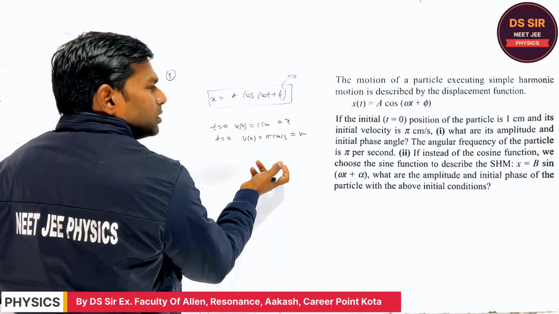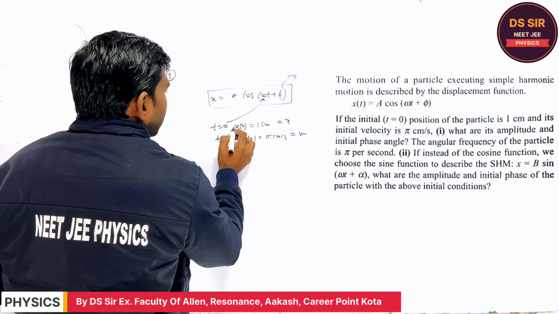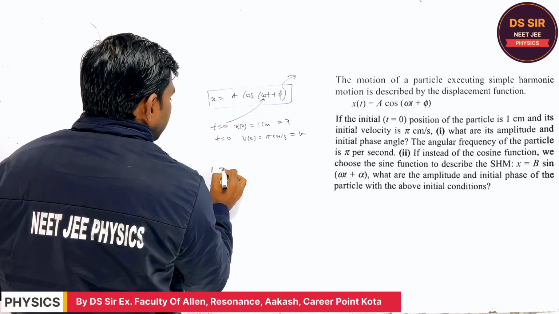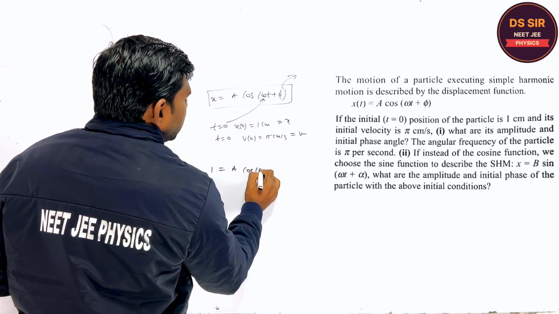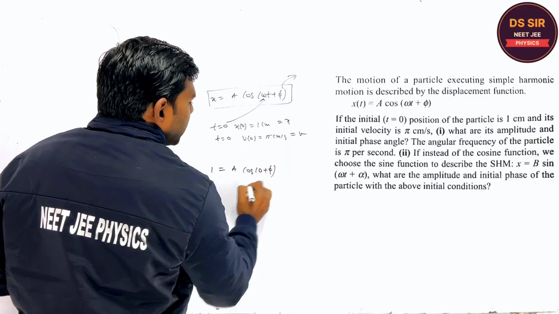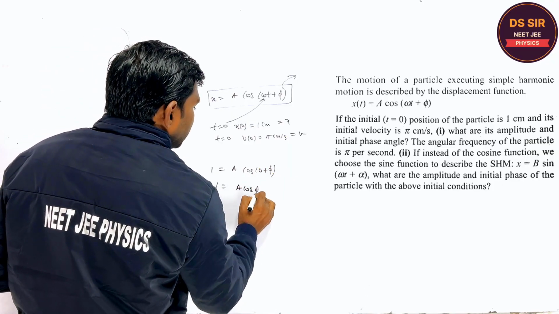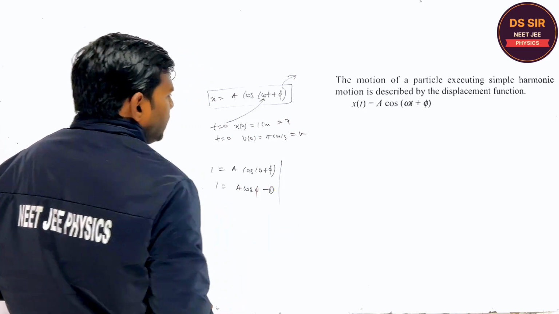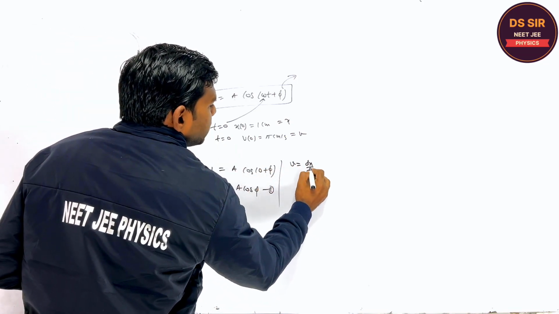So just put t is equal to 0 over here, and the x value is 1 centimeter is equal to a cos (omega times 0 plus phi). You are getting this thing or not? So 1 is equal to a cos phi. This is the one equation. All right. Now from this x, can you find the velocity? Yes. How to get the velocity?